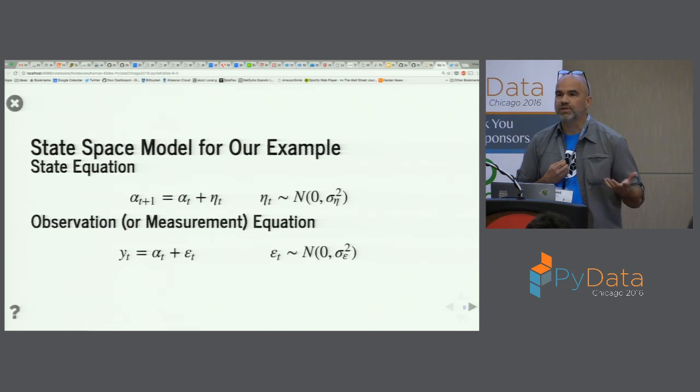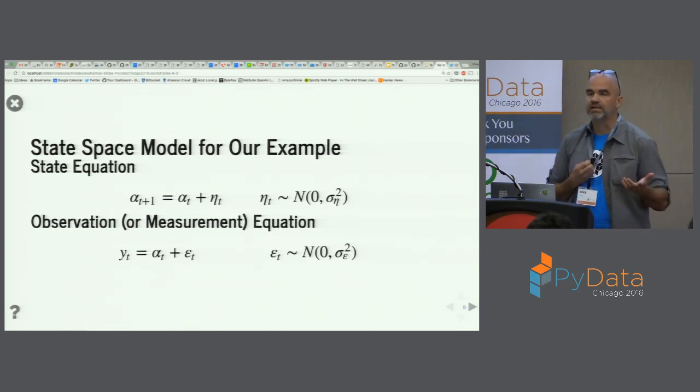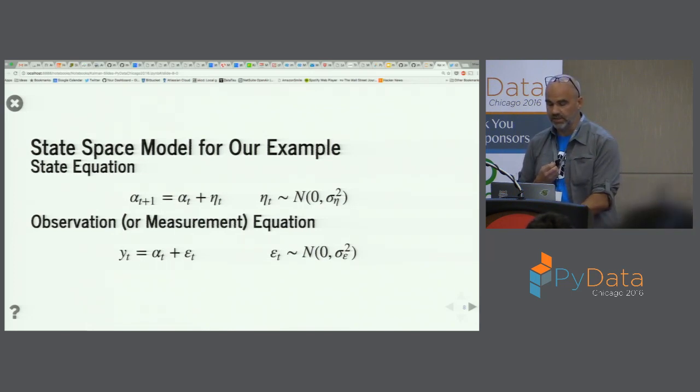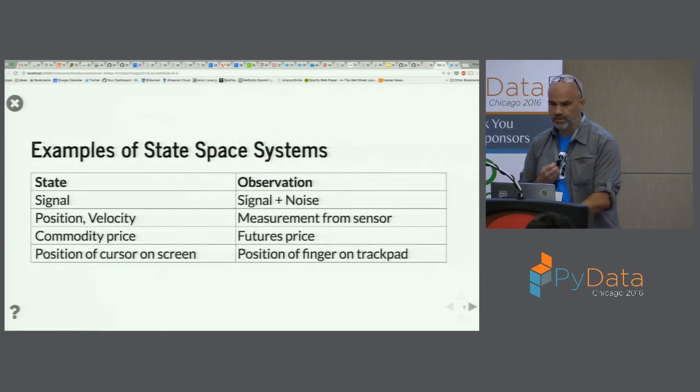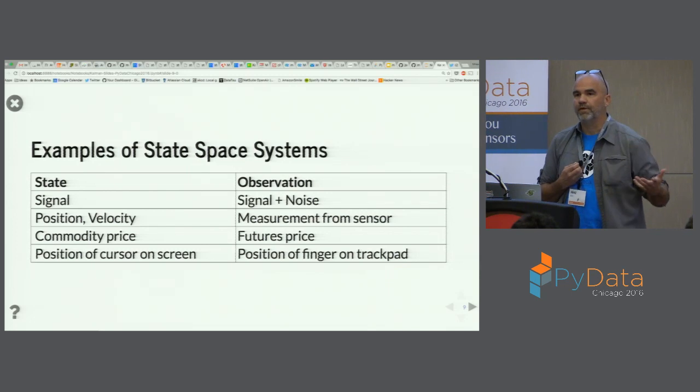It's called the observation equation because the y values are the things that we expect to be able to observe, but we're trying to get back to information about the alphas, the actual states. So these are just some quick examples of what that might mean.